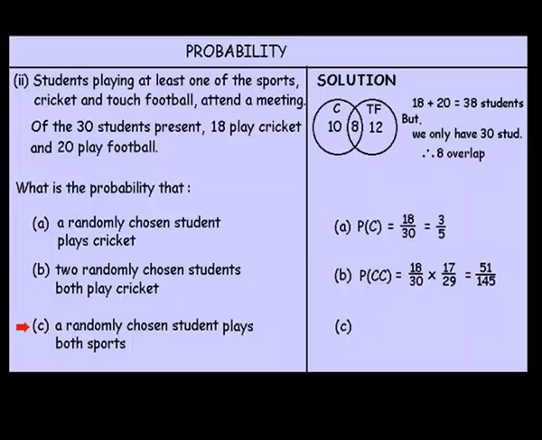Part C. Final question. Find the probability that a randomly chosen student plays both sports. From our diagram, the probability of a player being both a cricketer and a touch footballer happens 8 times, 8 times out of the 30 students. So there's our probability, 8 over 30. Again, this will break down, this time to be 4/15.